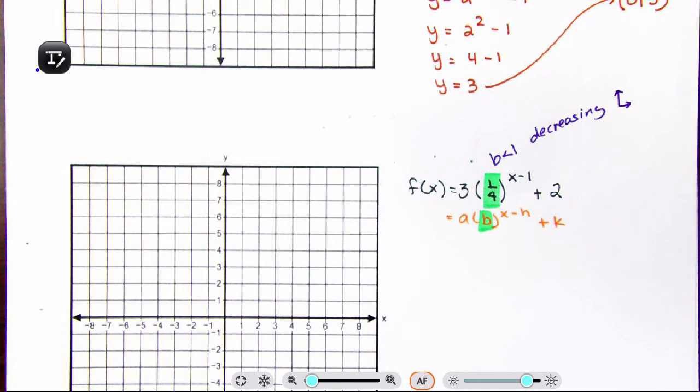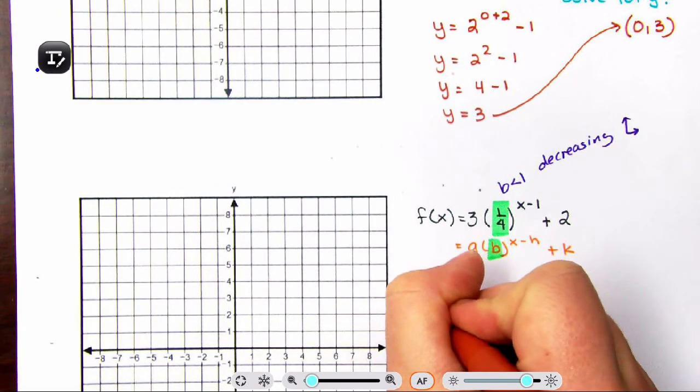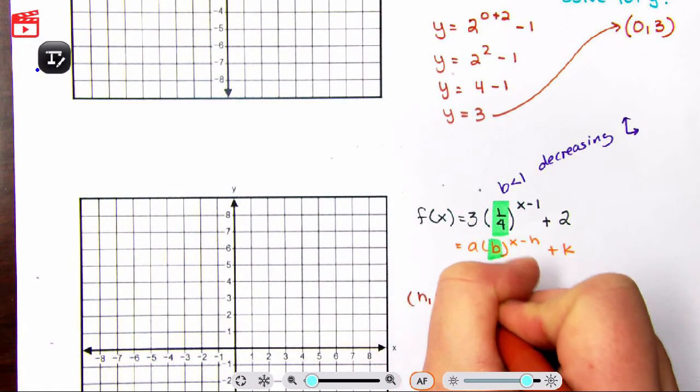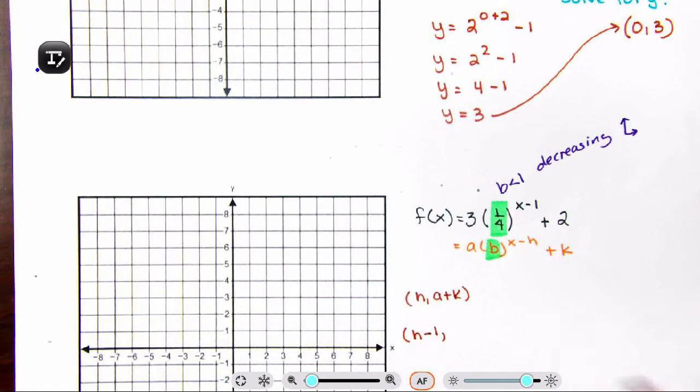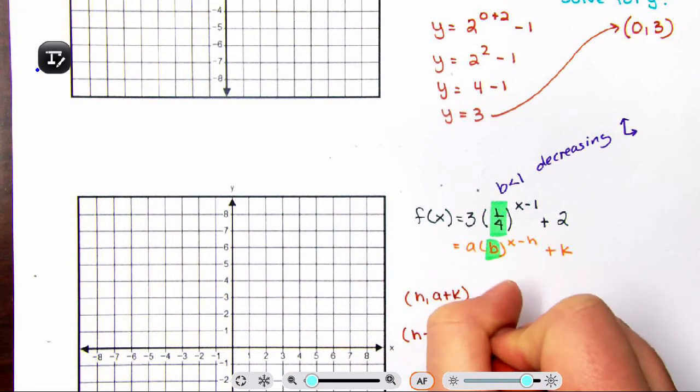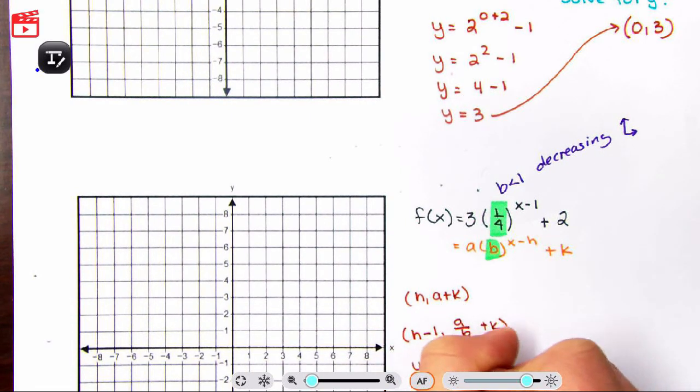Alrighty, let's go ahead and again write out our formulas. Make sure that you are aware decreasing means we're going to be subtracting for our secondary point. First point, h comma a plus k. Second point, decreasing, so h minus 1 comma a divided by b plus k. And your third value is going to be your asymptote line.